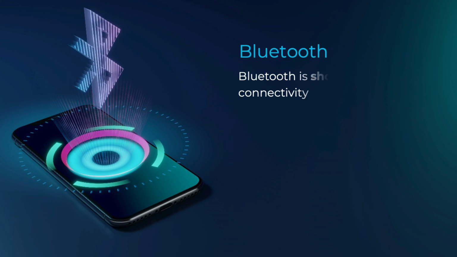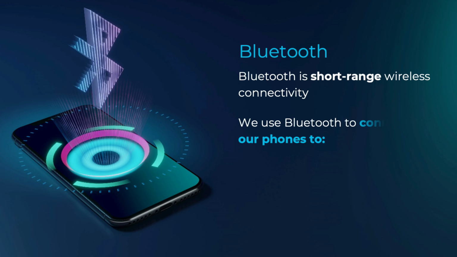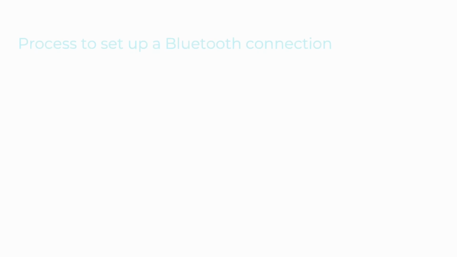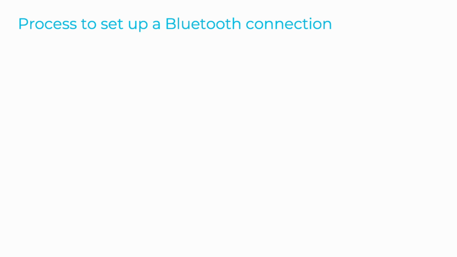Now, let's talk about Bluetooth, which is also wireless connectivity, but short-range. We use Bluetooth to connect our phones to equipment such as speakers, headphones, connected watches, etc. Before these devices can communicate with each other, they must be configured. So let's see the process to set up a Bluetooth connection.